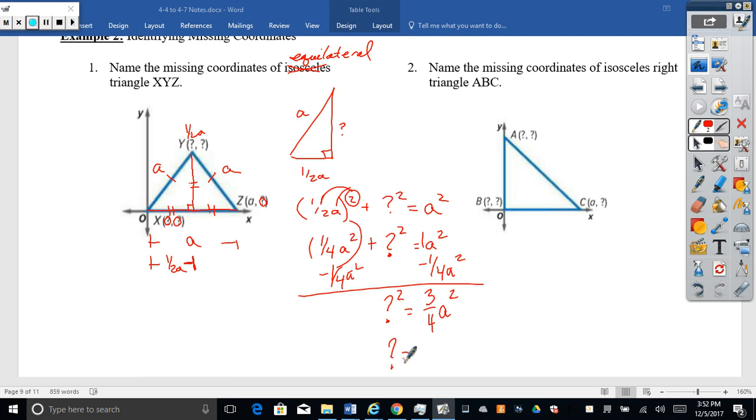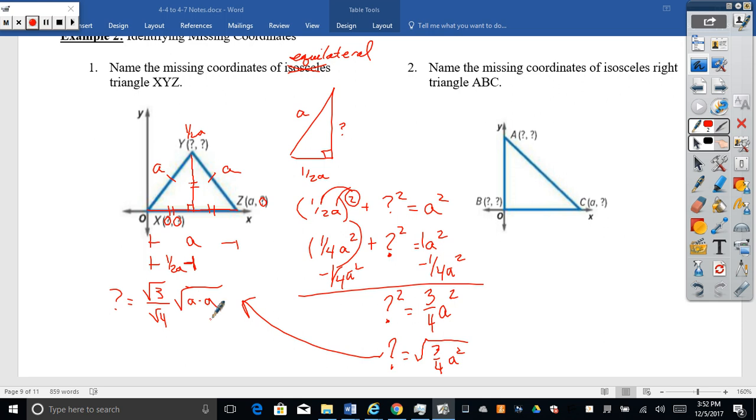So if I do that, here's what we have. Is it going to work? Oh, for some reason, there we go. So we have 3/4 a squared. Now I will tell you this, we can simplify that, okay? To simplify that, here's what I would do. Question mark is equal to radical 3 over radical 4 and then radical a squared, okay?